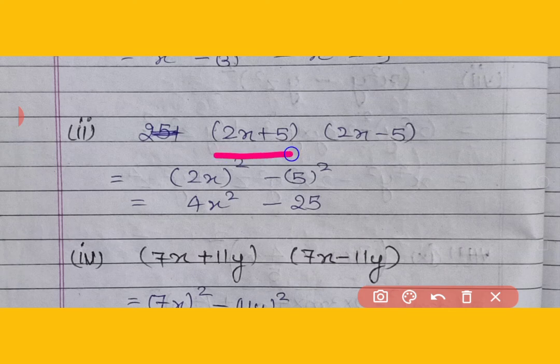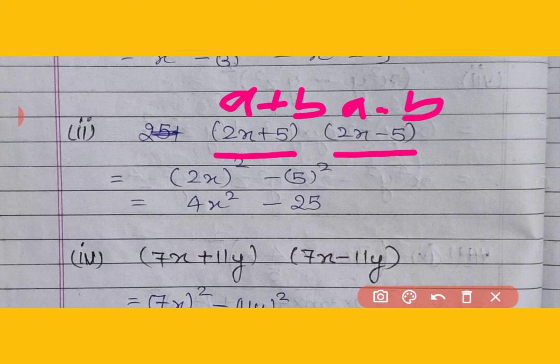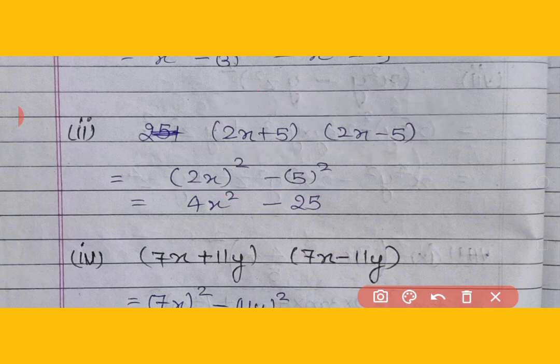It has given 2x plus 5 and 2x minus 5. 2x is determined as a and 5 is determined as b. As I am writing on the upper side, the same formula we will continue: a plus b and a minus b. Whenever this type of numbers are given, then directly we can write a square minus b square. So a value is 2x, so it has written 2x whole square minus 5 whole square. So it became 2 twos are 4 and x square will remain x square, and 5 square is equal to 25.